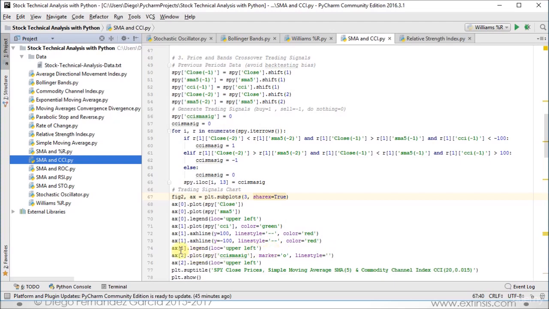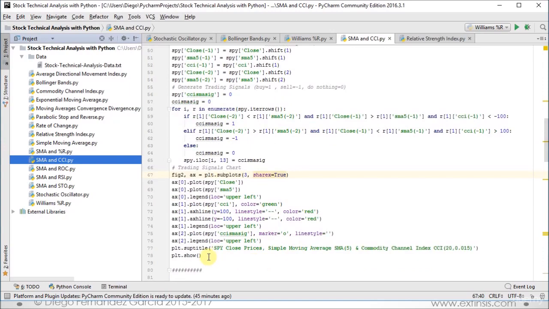And finally, we have the third chart at that second position, which is our corresponding signals. And we have the marker o, which is a dotted type of marker, line style equals blank, so there are no lines connecting the dots. The legend is located at the upper left, and then we have the corresponding superior title for the subplots, which is SPY close prices, simple moving average, SMA of 5 days, and commodity channel index with its characteristics of 20 days and the constant term of 0.015. And then we show the chart. As always, it's important to remember that the thresholds as well as the parameters of our technical indicators are ones which are commonly used, but you can modify them according to your needs.